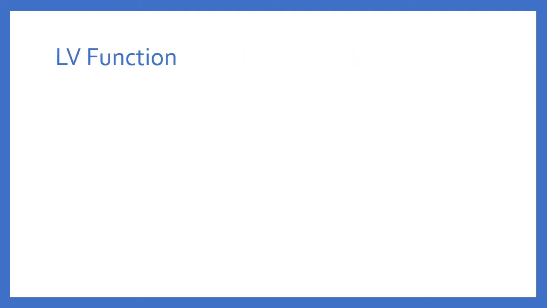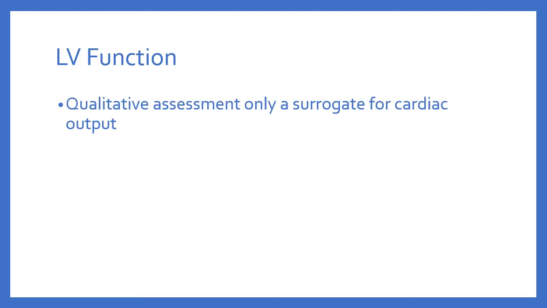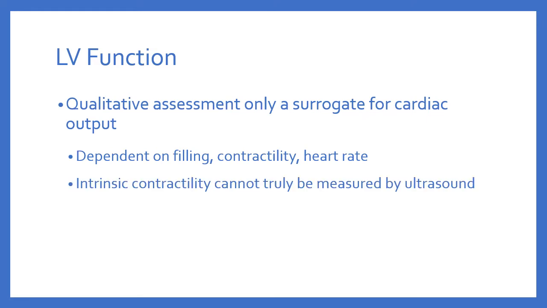So when considering the function of the left ventricle, there's a couple of points that I want to start with. First of all, qualitative assessment of left ventricular function, or really even quantitative assessment, is only a surrogate for cardiac output, because cardiac output is not only dependent on the contractility of the heart, but it's also dependent on filling and heart rate. Secondly, the intrinsic contractility of the heart cannot truly be measured by ultrasound, because this is dependent on the myofiber mechanics. And therefore, when we're looking at the heart globally, we cannot actually tell what the true contractility is.